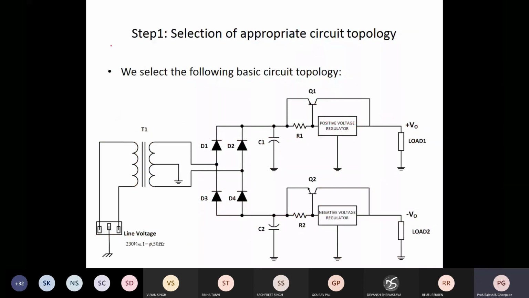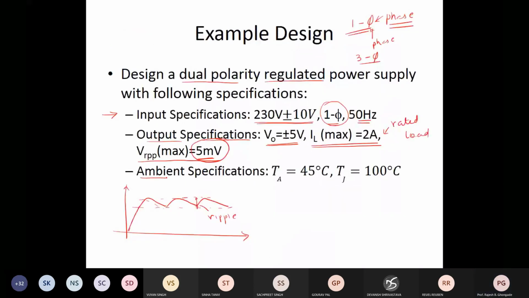What about these ambient specifications? This is important. It simply means that I'm going to use the power supply with ambient conditions of 45 degrees Celsius. The maximum junction temperature that I can allow is 100 degrees Celsius. This is the junction temperature of the devices. Is that fine?